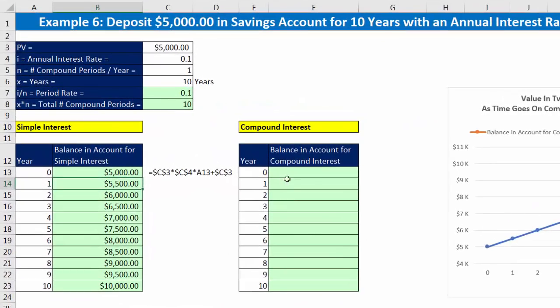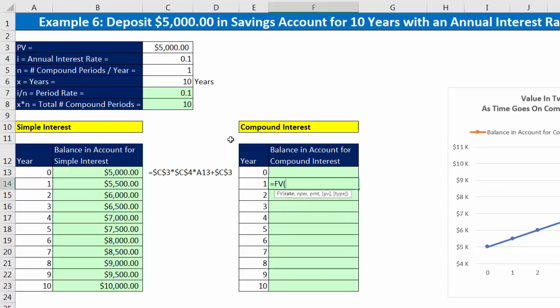Now, how are we going to do this? Well, we can use the future value function. And since that's the present value and that's the period rate, we can enter both of those numbers into our future value. But for total number of periods, as we copy down, I'll use the number of years as our NPER, and it will be a relative cell reference. So you ready? Equals FV tab.